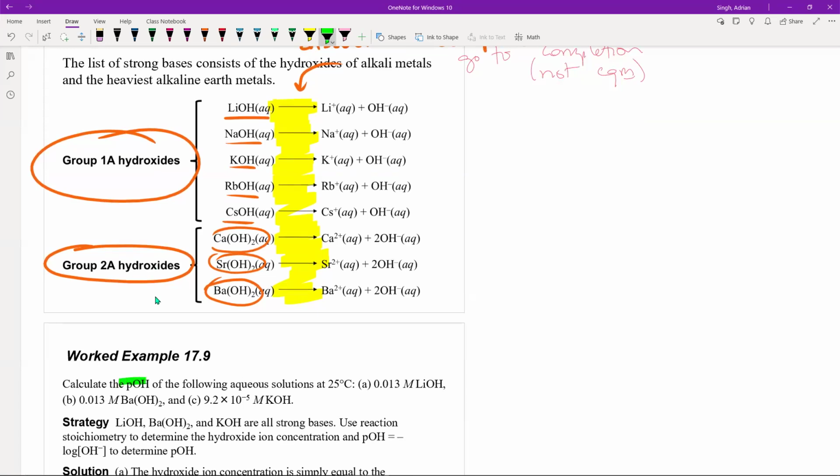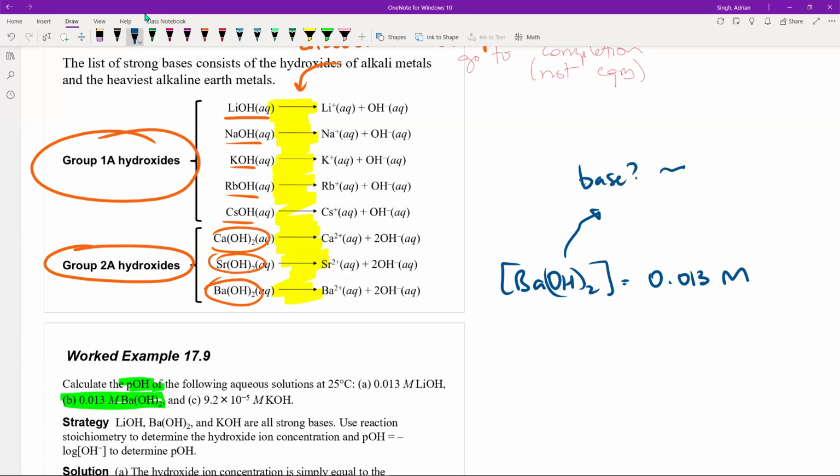So it says calculate the pOH of the following, and we'll pick on B here. All right, so we're told that we have a concentration of the barium hydroxide that is 0.013 molar. Just like with the acid, we need to look at that first of all. We need to know that it's a base, and that means when you calculate the pH, the pH should be greater than 7. That's before doing anything, we know exactly what range our pH should be in. So it's a base, yes.